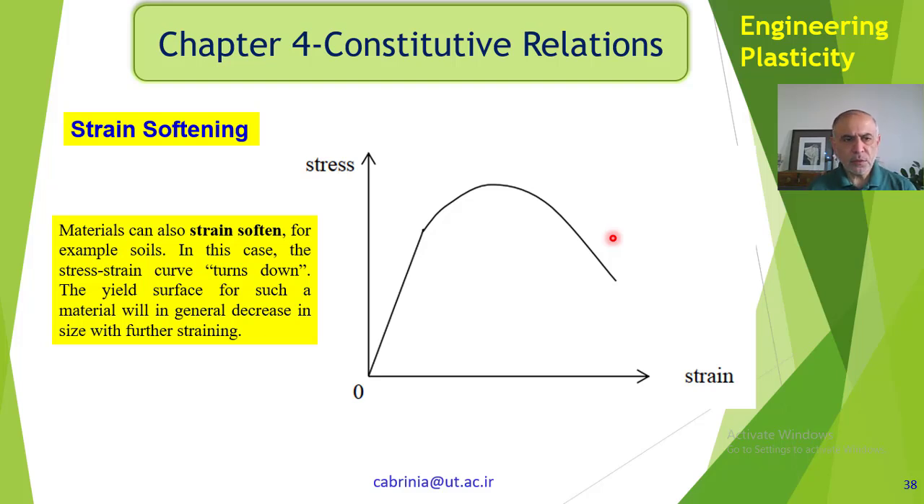In contrast to strain hardening, we have strain softening as well. Some materials can soften under strain. When we strain them, they soften. For example, soils. Civil engineers deal with this kind of material. In this case, the stress-strain curve tends down. See, instead of going up, it comes down.